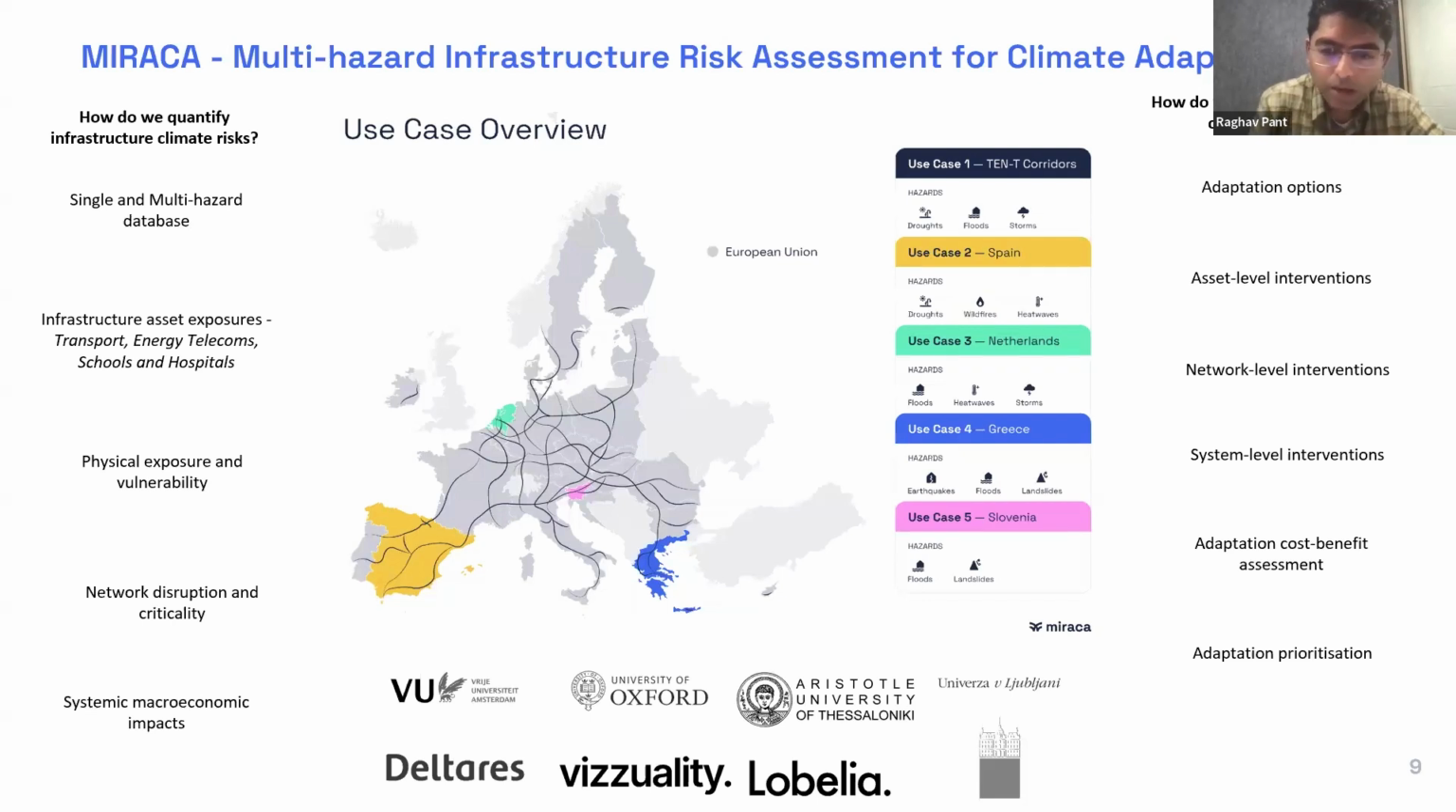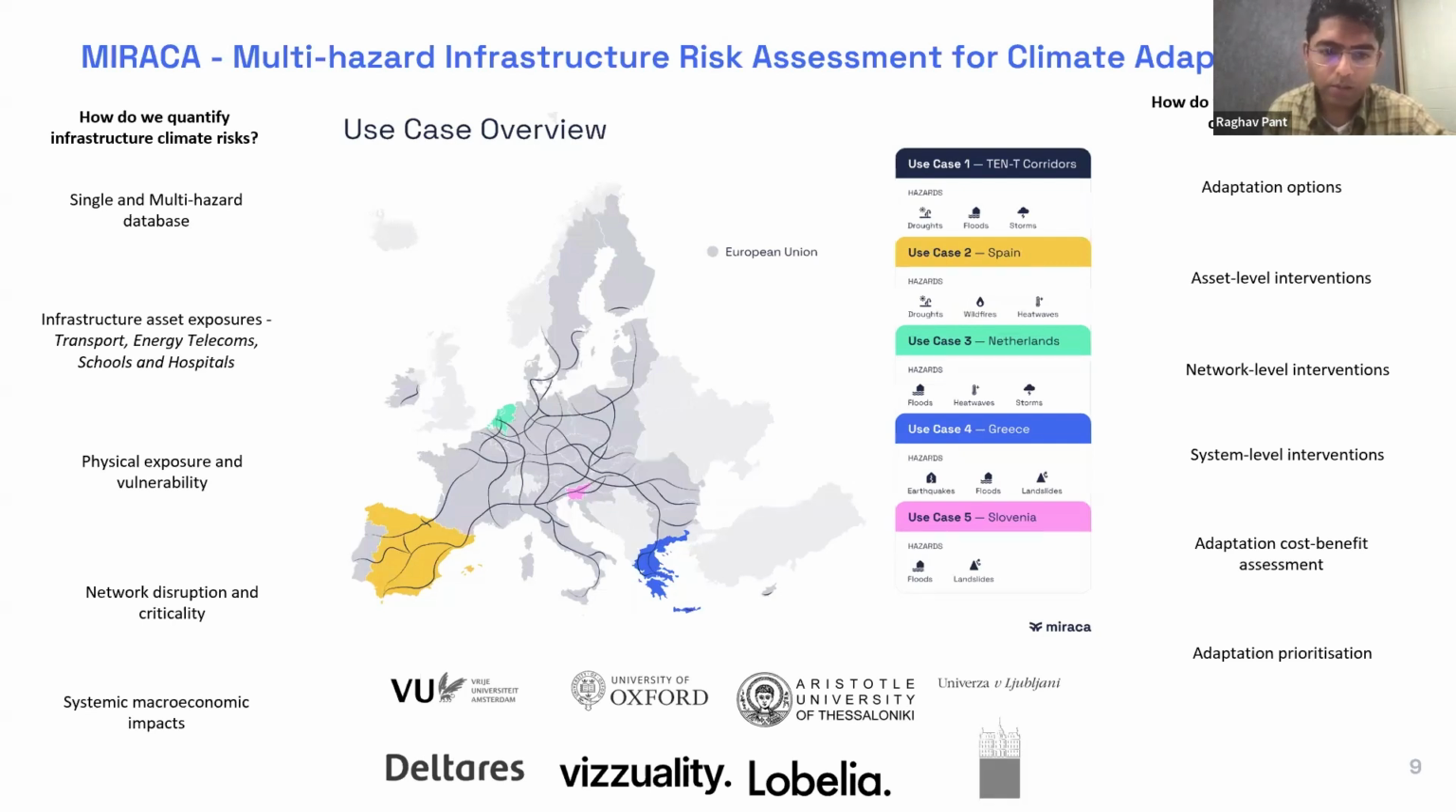So I am Raghav Pant, a Senior Research Associate at Oxford University, and I'm representing MIRACA on behalf of my colleagues. MIRACA stands for Multi-Hazard Infrastructure Risk Assessment for Climate Adaptation. It is a consortium led by partners at IBM Amsterdam, and including us at Oxford. It has colleagues from Thessaloniki in Greece, University of Ljubljana, Deltares, and Visuality and Lobelia, which are companies based in Spain. The project looks at infrastructure networks of transport, energy, telecom, schools, and hospitals.